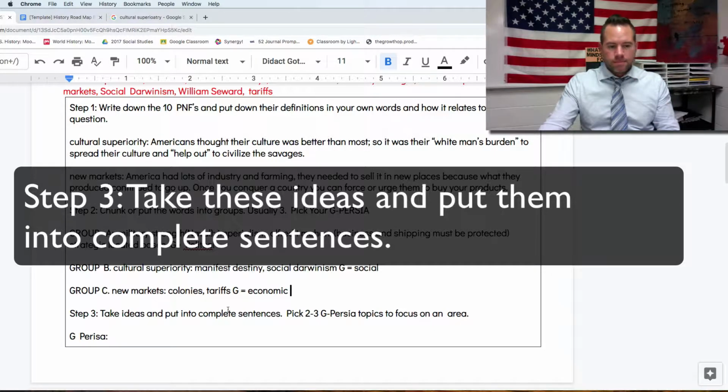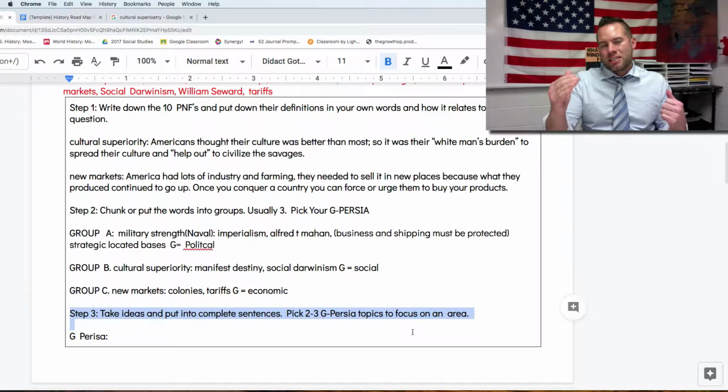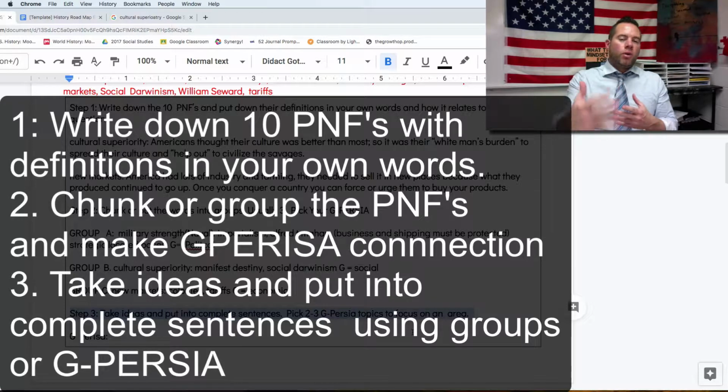Step 3. Take these ideas and put them into complete sentences. Now we've already picked what G-PERSIA we're going to focus on, so we really don't have to do that again. So I'm going to write up an example of using this and what it would look like, and then I'm going to show it to you guys. But I think this gives you guys a framework and a step-by-step, 3-step process on how to attack roadmap questions.